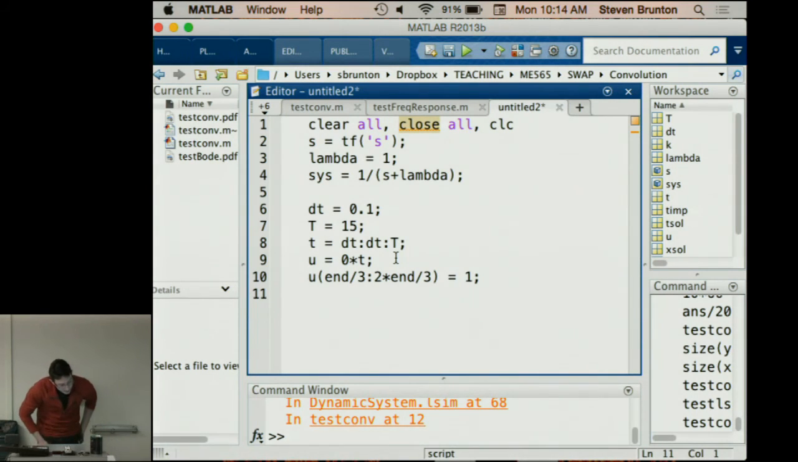And then I need to do something. I need to get my y impulse response. My wimp and my timp are equal to the impulse of my system in time. Okay?